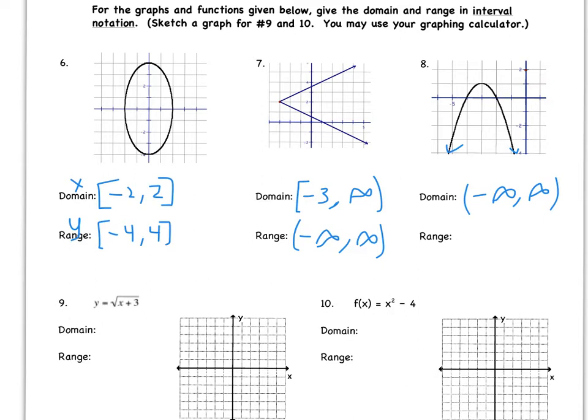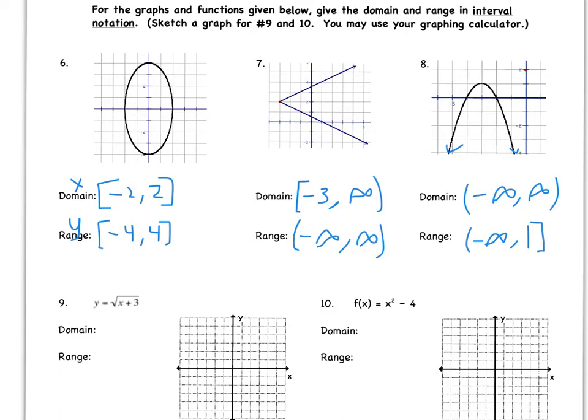Range. The graph forever goes down, but it does stop at 1. So it goes in the negative direction forever, but you stop when you get to 1. Does the order matter? Because I wrote it as 1, negative infinity. Yes, the order matters. Negative infinity always has to be first, positive infinity always has to be second. Okay. Does that answer your question?